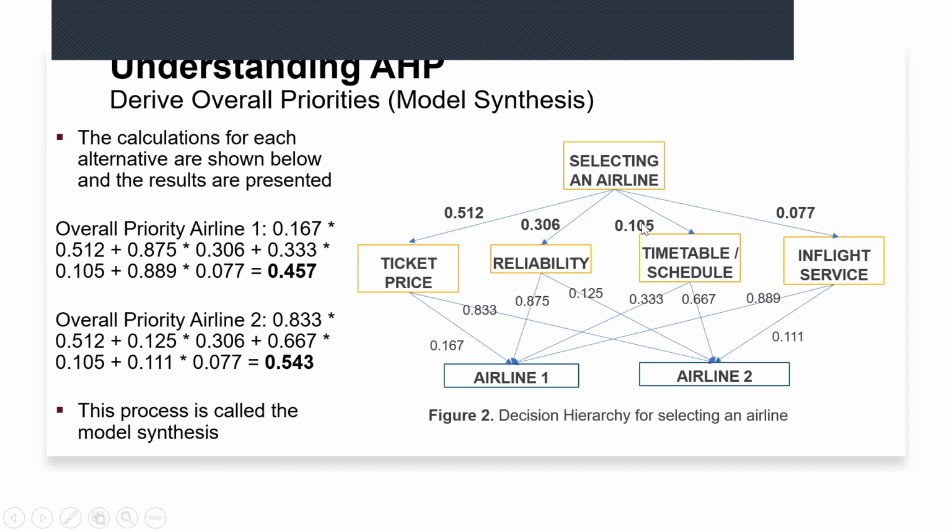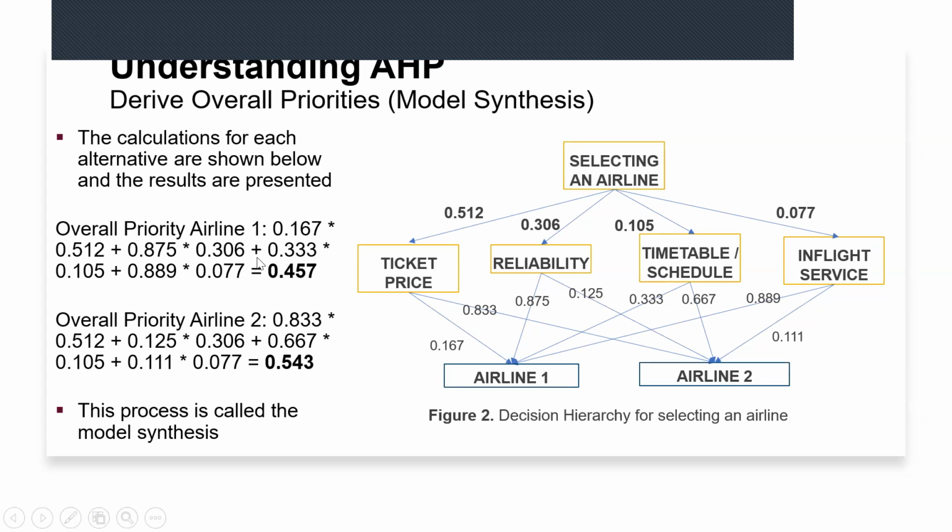So these are all the lines leading to airline 1 using the priorities for each criteria. So 0.105 multiplied by, I think, 0.889 and 0.077. Sorry, this value should be, I'm lost there. 0.333, this one, multiplied by 0.105.